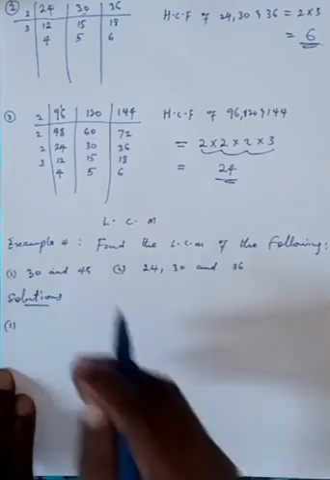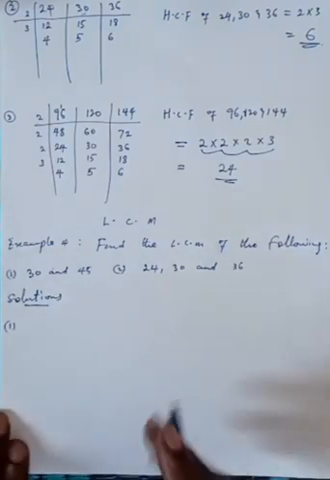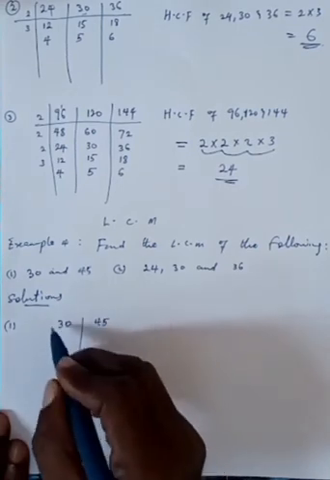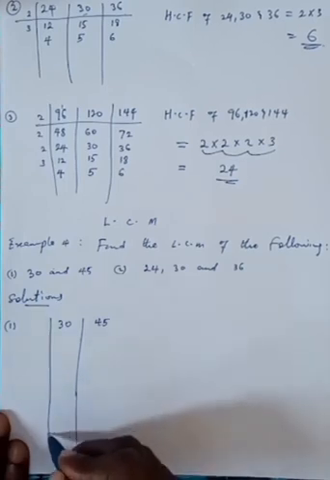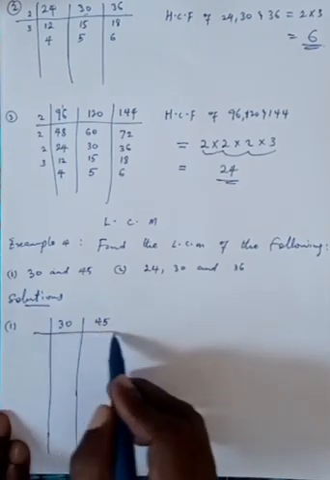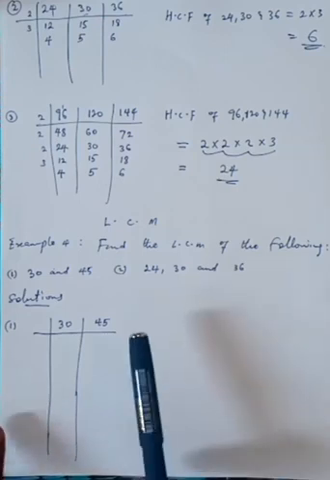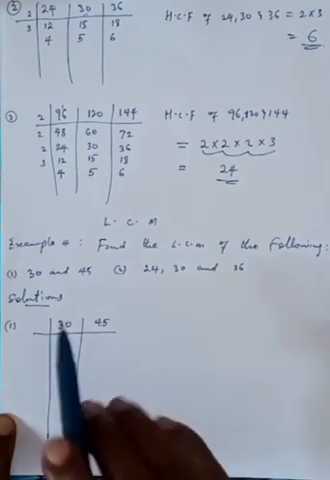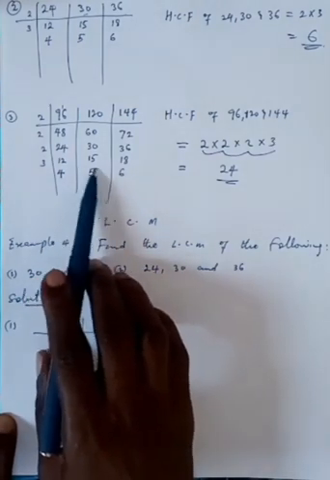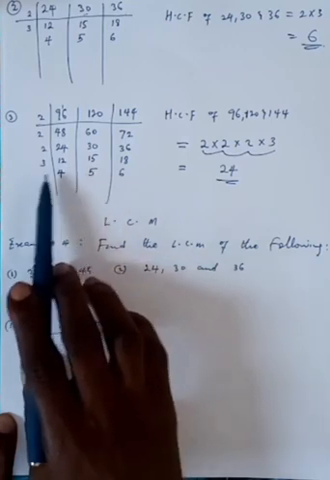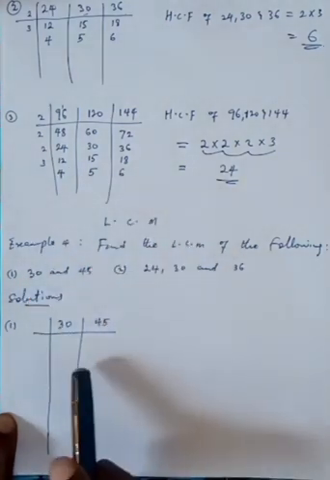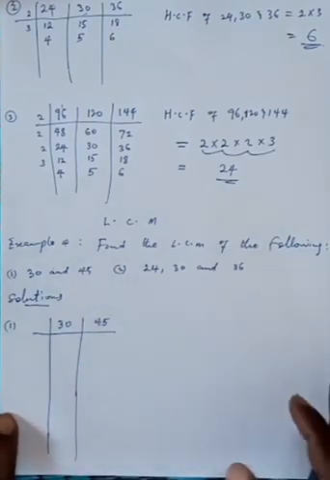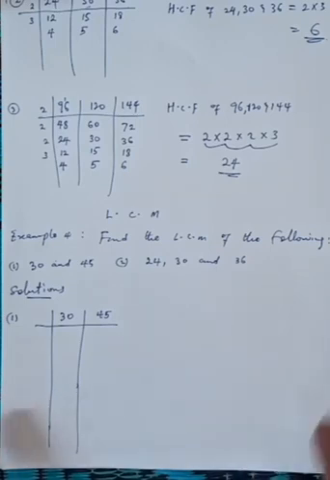So number 1. What we are going to do here is write out the numbers as given, and divide them at the same time. But the difference between this one and the one for the HCF is that for HCF the division stops as long as we don't have a common factor again. In the case of finding the LCM, we are going to divide until each number is reduced to 1.